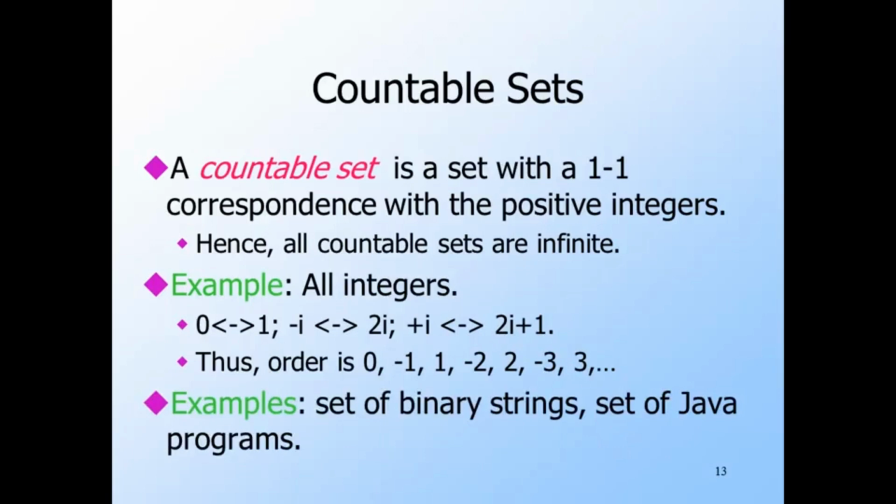We saw how to assign a unique positive integer to each binary string by putting a 1 in front and treating the result as a binary integer. Likewise, the Java programs can be put in one-to-one correspondence with binary strings and then with integers.